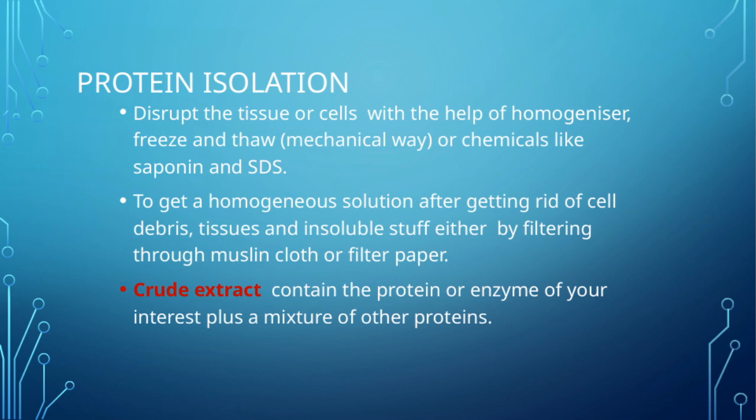Once we've done that, the next step is to get a homogeneous solution. To do this, we need to remove the cell debris and any insoluble material. We can do this by filtering the mixture through muslin cloth or filter paper, which helps to separate out the larger debris from the soluble proteins. At this point, what we have is called a crude extract. It contains the protein or enzyme of interest, but it's mixed with other proteins and cellular components.